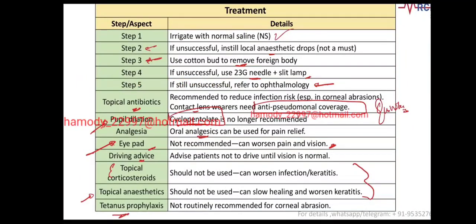Tetanus prophylaxis is certainly not recommended unless there is an associated corneal abrasion. Otherwise, do I need to check the tetanus status for a foreign body? No, not required, unless there is a corneal abrasion associated with it.